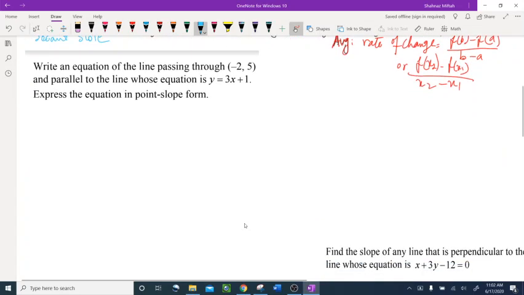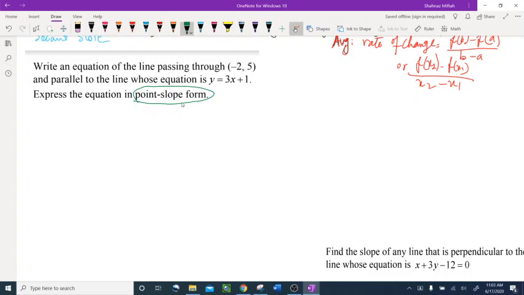Let's do these questions right there. The question is, write an equation of the line passing through (-2, 5) and parallel to the line whose equation is y equals 3x plus 1. Express the equation in point slope. If you remember, for word problems, the way I solve is I start with what they're asking me and I go step by step, I go backward.